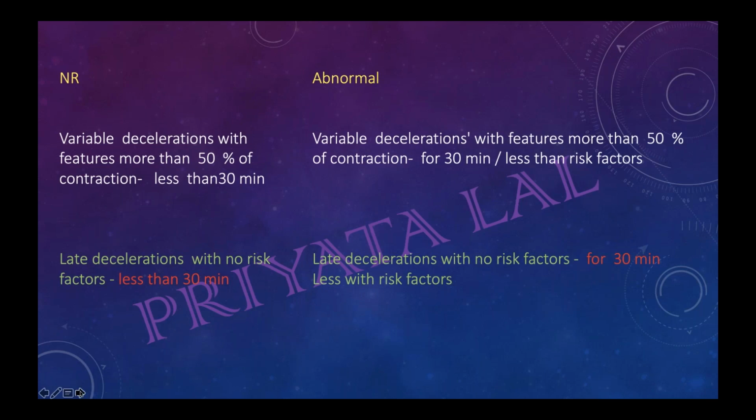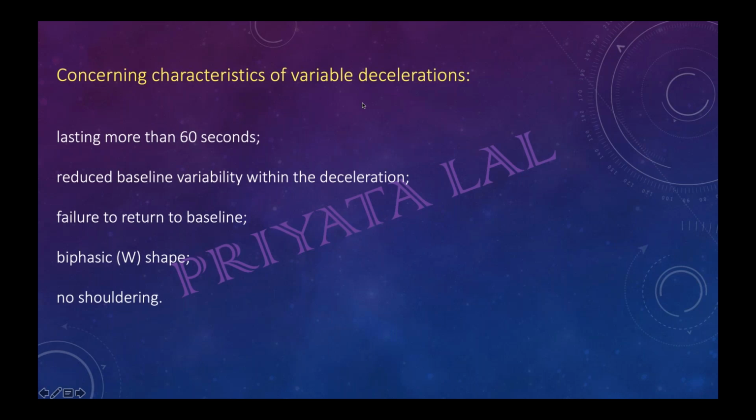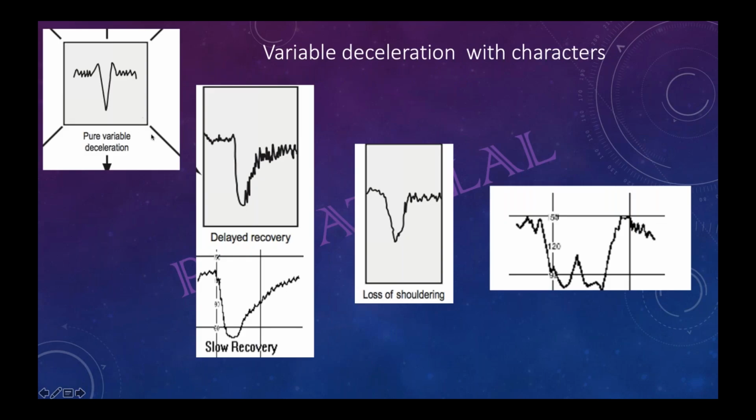Now, what are these concerning features? If it is lasting more than 60 seconds, if there is reduced variability within the deceleration, failure to return to baseline, W shape, no shouldering. These are the characteristic features within variable deceleration. Now see, this is pure variable deceleration. You can see it, ma'am, on the previous slide.